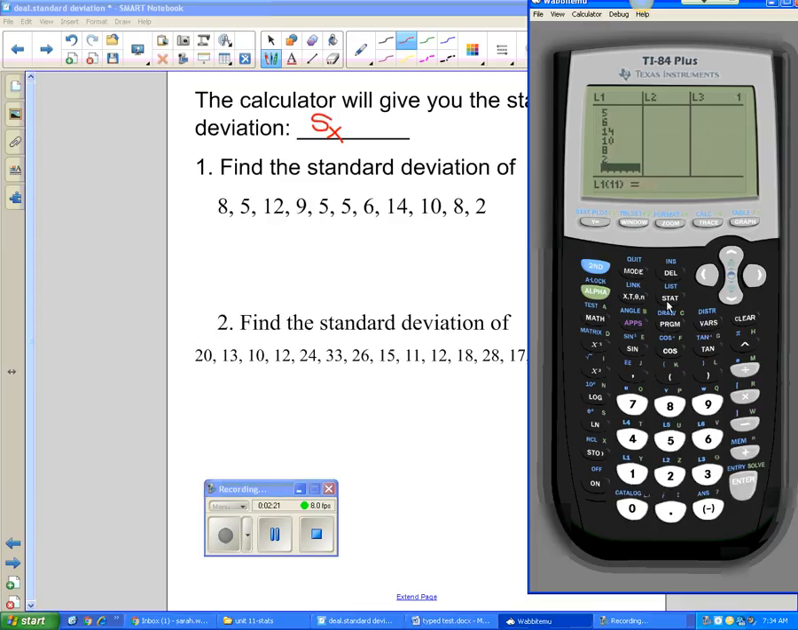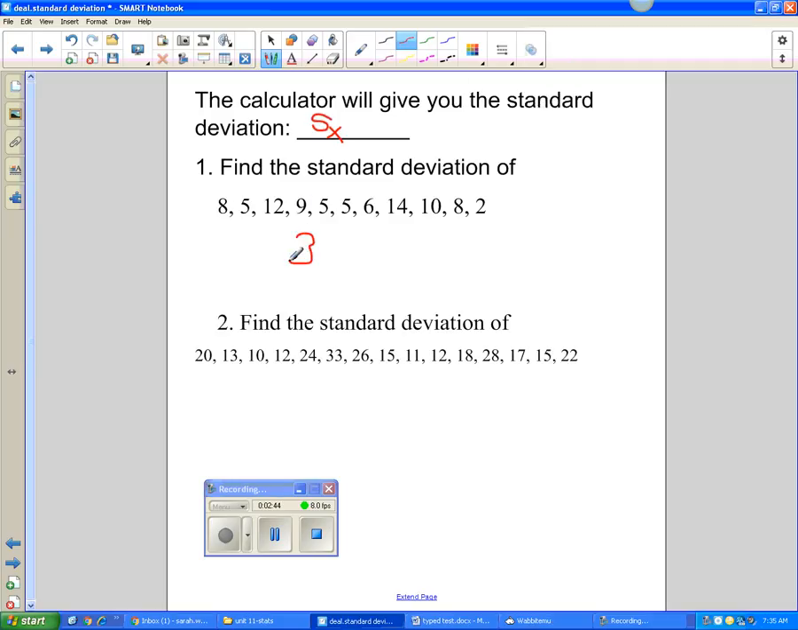All right, if you need more time to do that, just hit pause on the video. We're going to hit stat again, go over to calc, and we're going to choose this first one, variable statistics, enter, enter. And we are going to use this SX right here as our standard deviation. So SX equals 3.69. So 3.69.